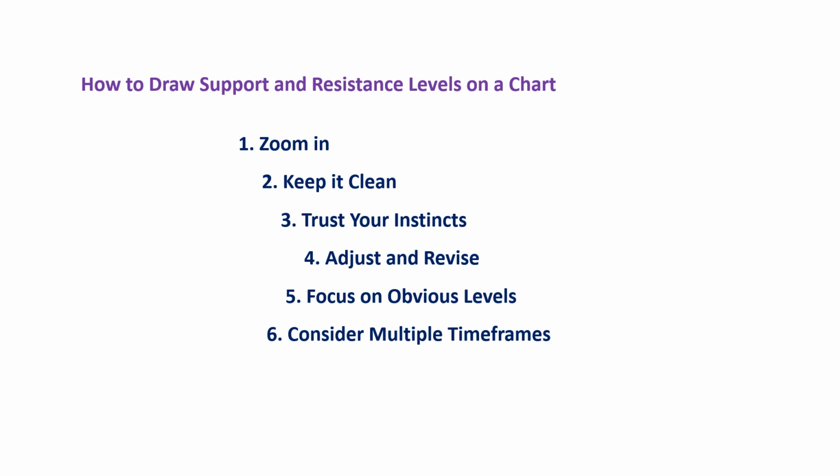Number six, support and resistance levels may vary depending on the time frame you are analyzing. Consider drawing levels on different time frames to get a more comprehensive view of the market dynamics. And finally, number seven, look for confirmation of support and resistance levels through multiple factors such as volume, chart patterns, and trend lines. The more confirmations you have, the stronger the level is likely to be.